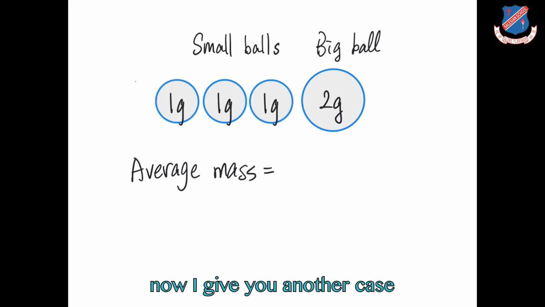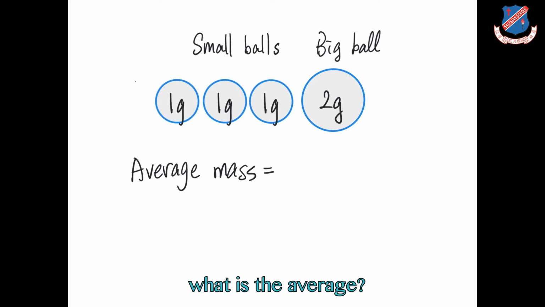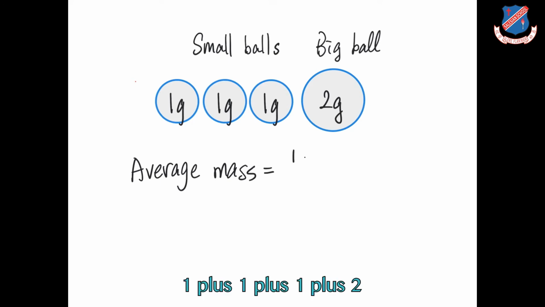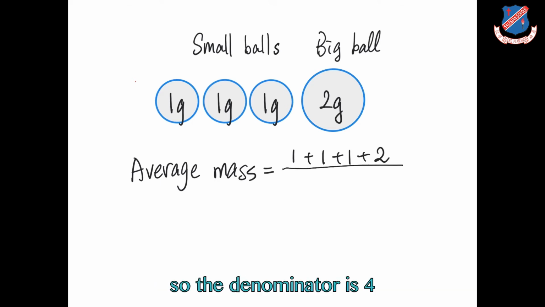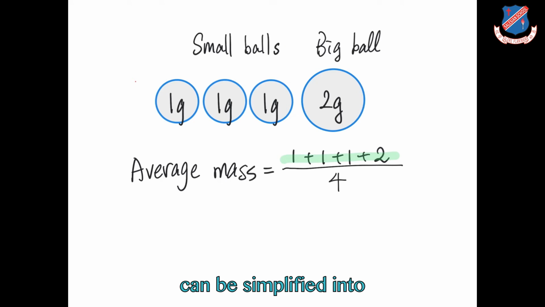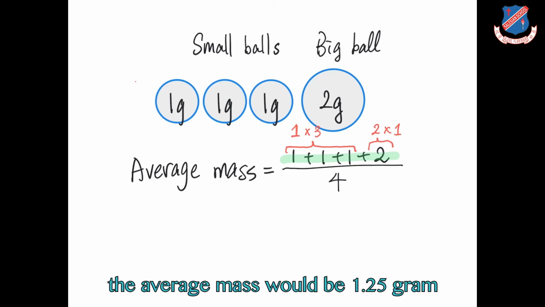Now I give you another case. If there are 3 small balls and 1 big ball, what is the average? You can calculate the average mass like this: 1 plus 1 plus 1 plus 2. It is the total mass of 4 balls. So the denominator is 4. Here, the calculation of the total mass can be simplified into 1 times 3 plus 2 times 1. The average mass would be 1.25 grams.